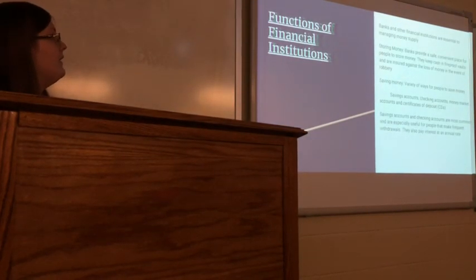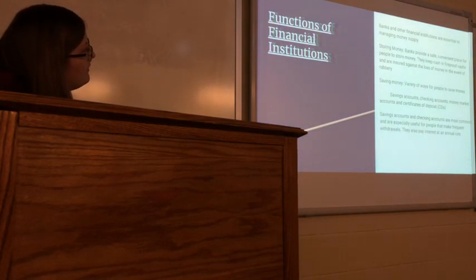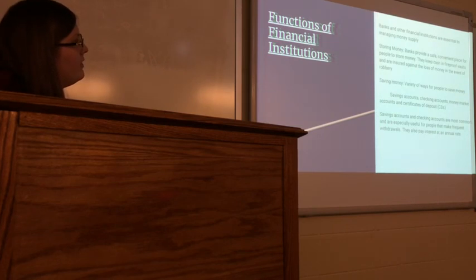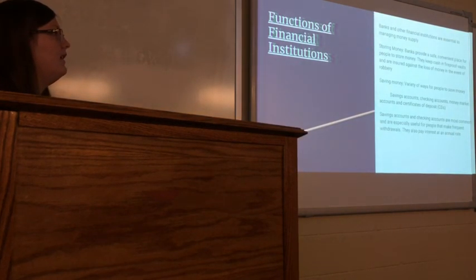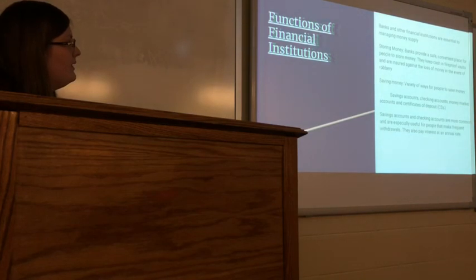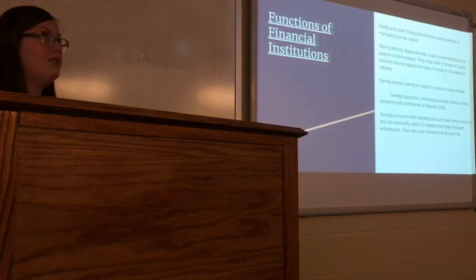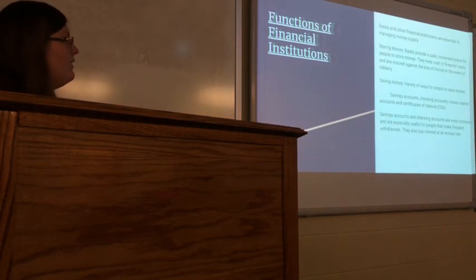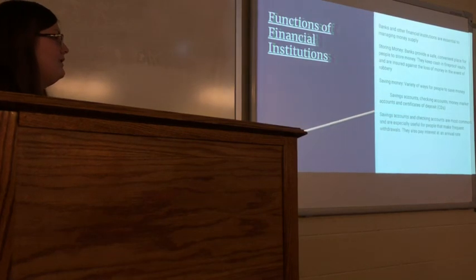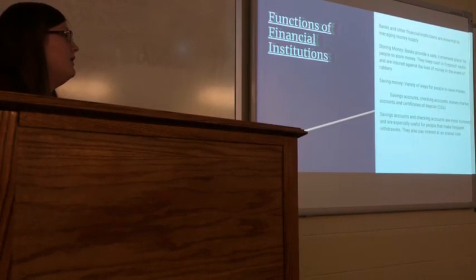Functions of financial institutions. Banks and other financial institutions are essential to managing the money supply. Storing money. Banks provide a safe, convenient place for people to store money. They keep cash in fireproof vaults and are insured against the loss of money in the event of robbery. Saving money. There are a variety of ways for people to save money: savings accounts, checking accounts, money market accounts, and certificates of deposit. Savings accounts and checking accounts are most common and are especially useful for people who make frequent withdrawals. They also pay interest at an annual rate.